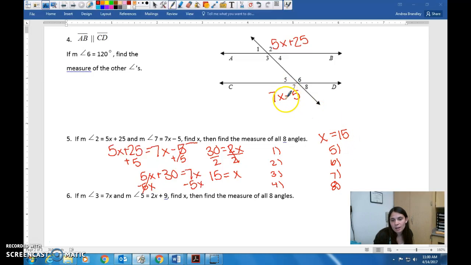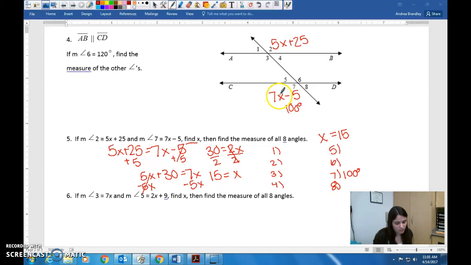So 7 times 15 is 105. 105 minus 5 is 100. So angle 7 is 100 degrees. And then if I plug, well, let's see.